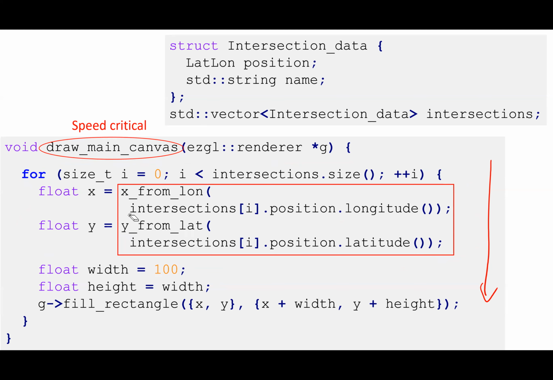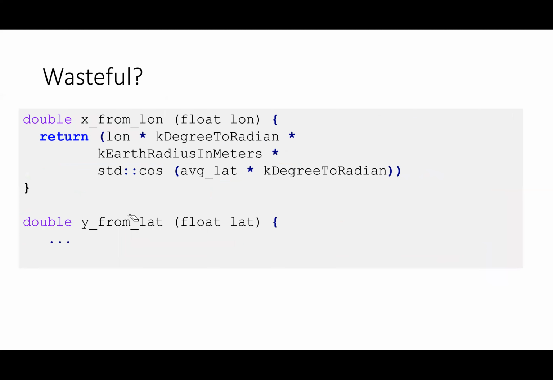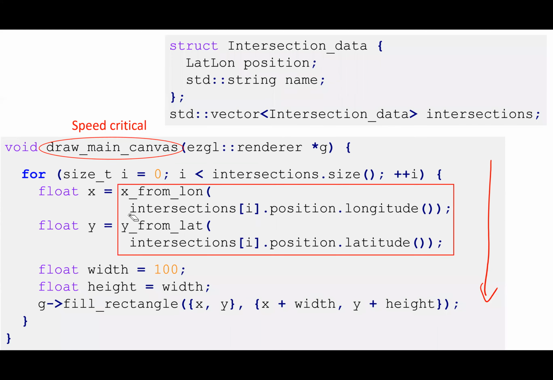Maybe it's so little work that who cares? But we could speed this up by moving it into load map, because every redraw we're doing this work, and it's constant. We could have just computed it once and saved it. So let's look at what's in those helper functions. There were two: there's this X from longitude, and there's this Y from latitude. Let's just look at the X from longitude.